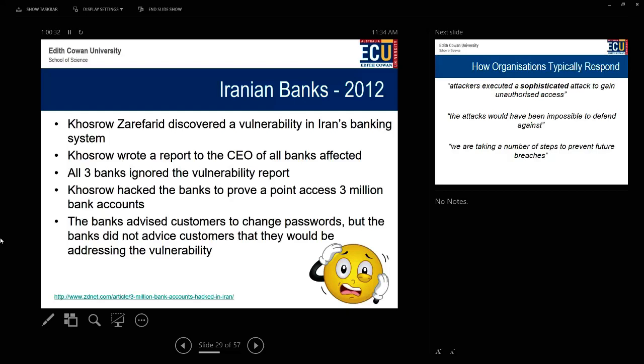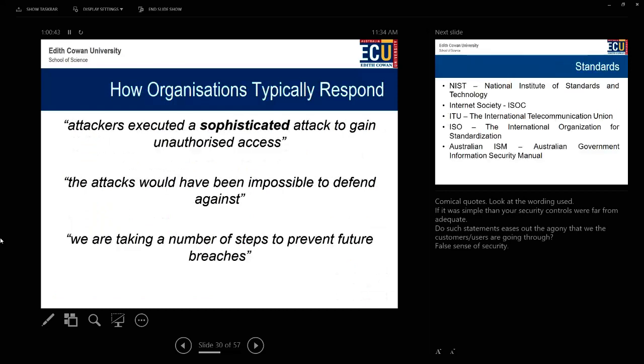The banks advised customers to change passwords, but the banks did not advise customers that they would be addressing the vulnerability. So whenever we get such emails, we never think about what could have happened to our data, why the organization is telling us to change our passwords and our default security settings. We never thought along these lines that something has happened to that organization. That's why they are giving us this false hope. To me, it's a false hope, to be very honest.